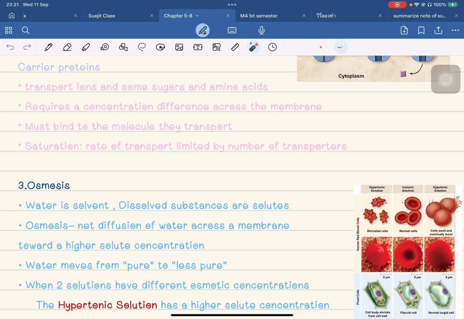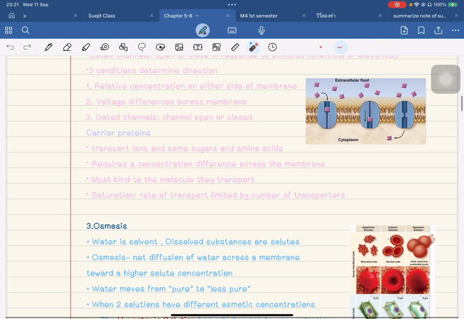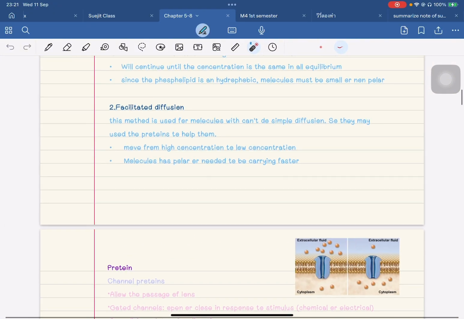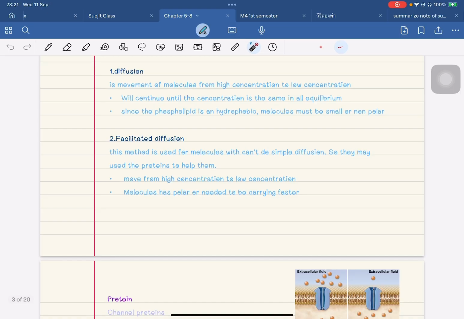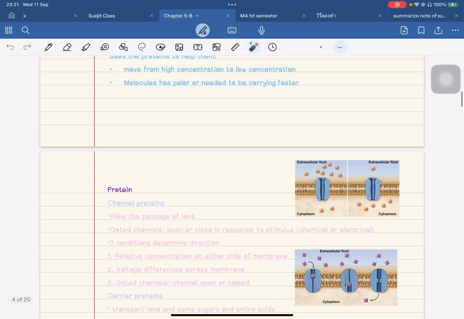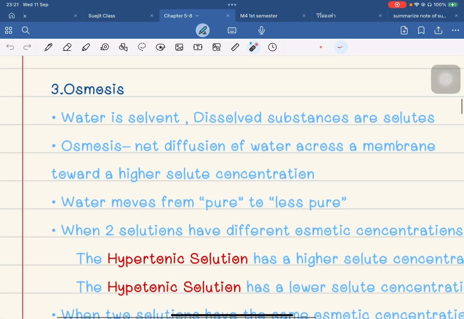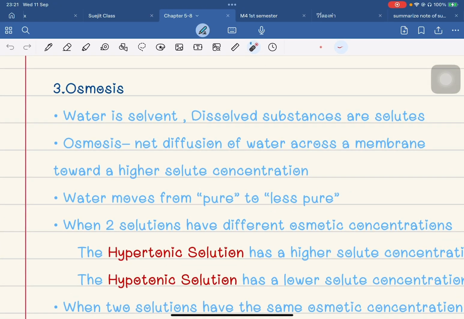Then our third method is osmosis, which is different. The last two methods move molecules to make the concentrations equal, right? But osmosis is about a specific molecule that moves, which is the solvent of the solution, and the solvent is water. So the water is going to move from pure to less pure.